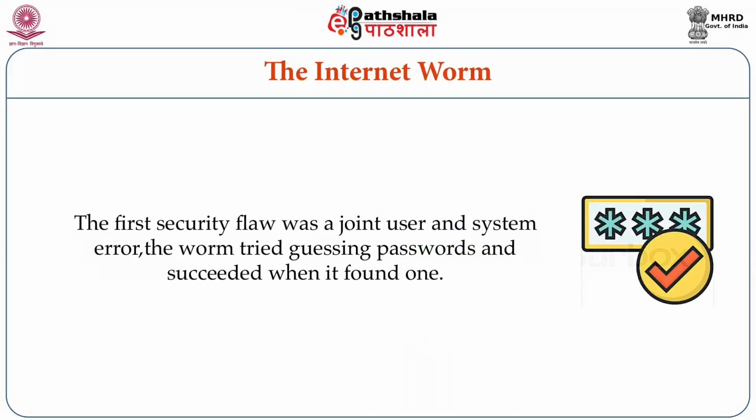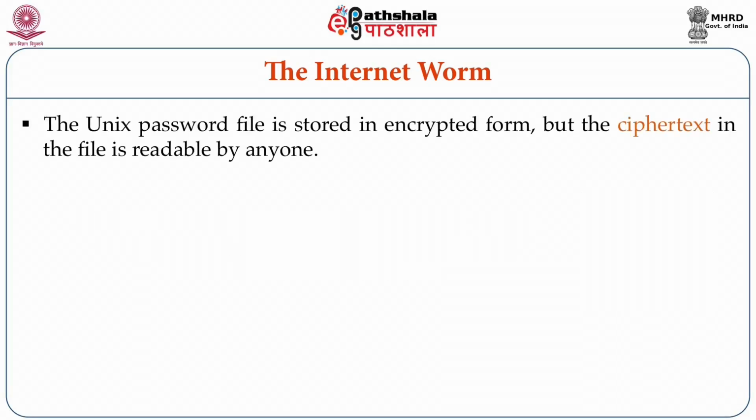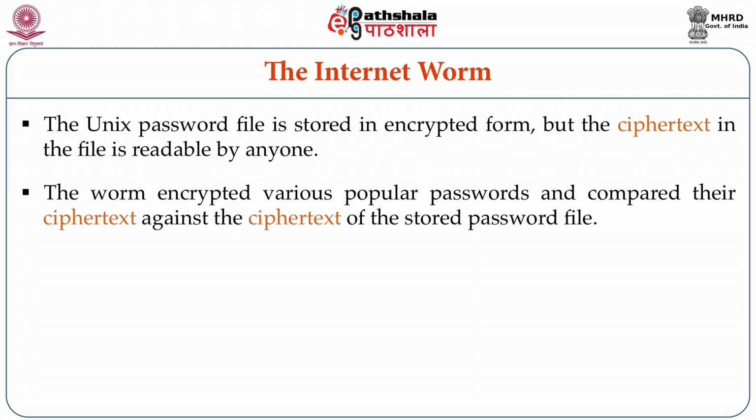The first security flaw was a joint user and system error. The worm tried to guess the passwords, and if a password was guessed correctly, it succeeded. Usually the Unix password files are stored in encrypted form, but the ciphertext in the file is readable by anyone. The worm encrypted various popular passwords and compared their ciphertext against the ciphertext stored in the password file.